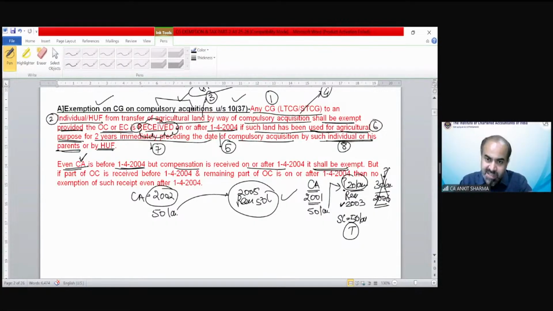Yes, if EC is received on or after 1404, in that case that is going to be exempted, but OC cannot be. The second line explains this: if part of OC is received before 1404 and the remaining part is on or after 1404, then there is no exemption of such receipt even after 1404. I hope it's clear. Section 112A exemption, that is 1,25,000, we will see in the rate of tax provision. That will be discussed after exemptions of category B.